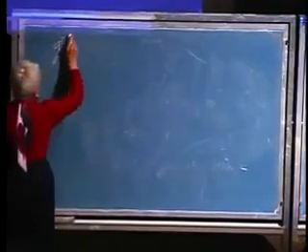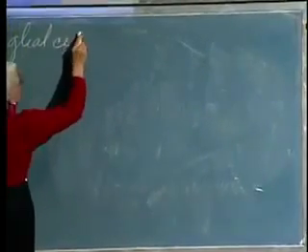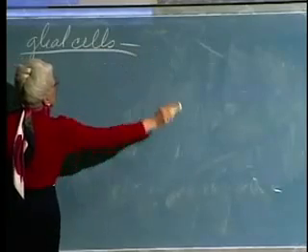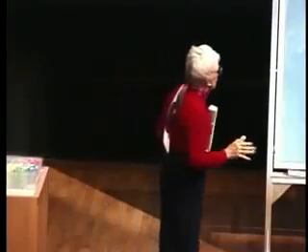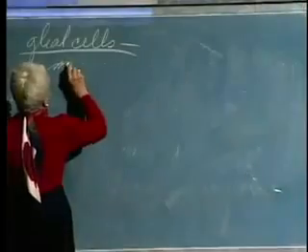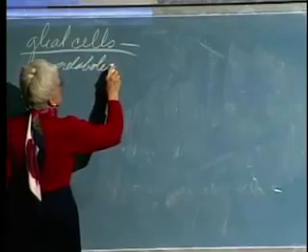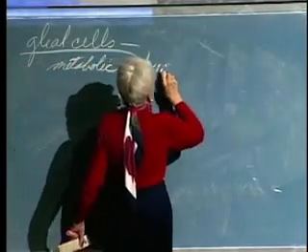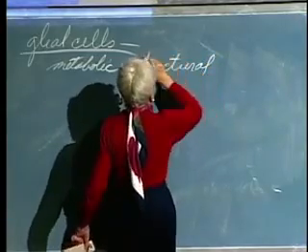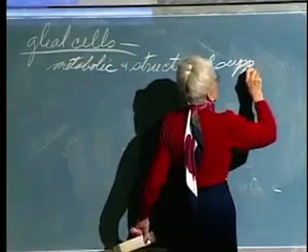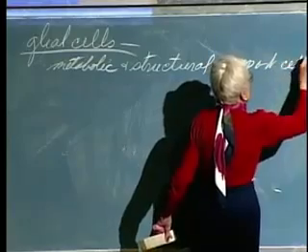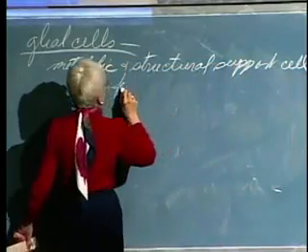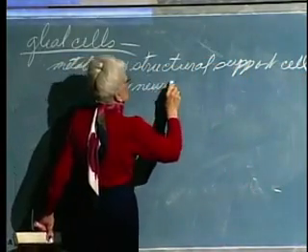Glial cells. Briefly, we can say that they're the metabolic and structural support cell of the nerve cell. Metabolic and structural support cell for the neuron. They need each other.